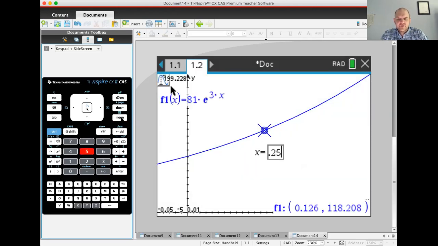So I'm just going to trace to 0.25. So I'm using 171.477. So let me just write that down. M is 171.477.